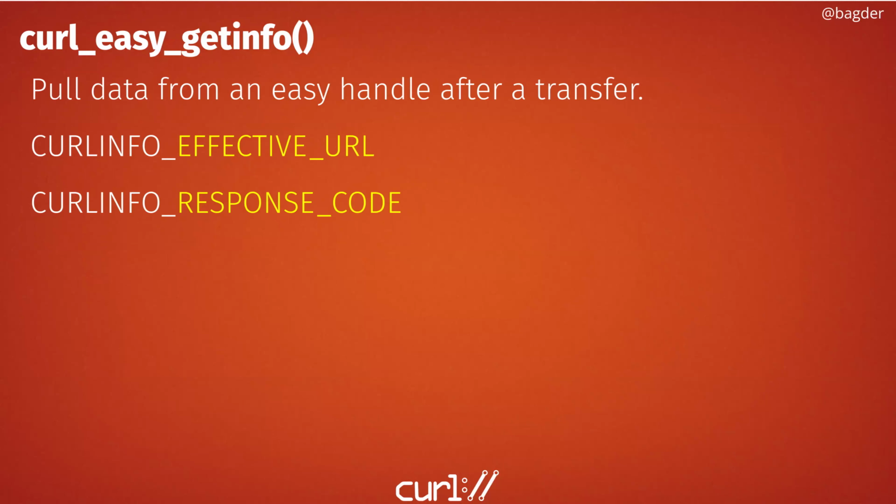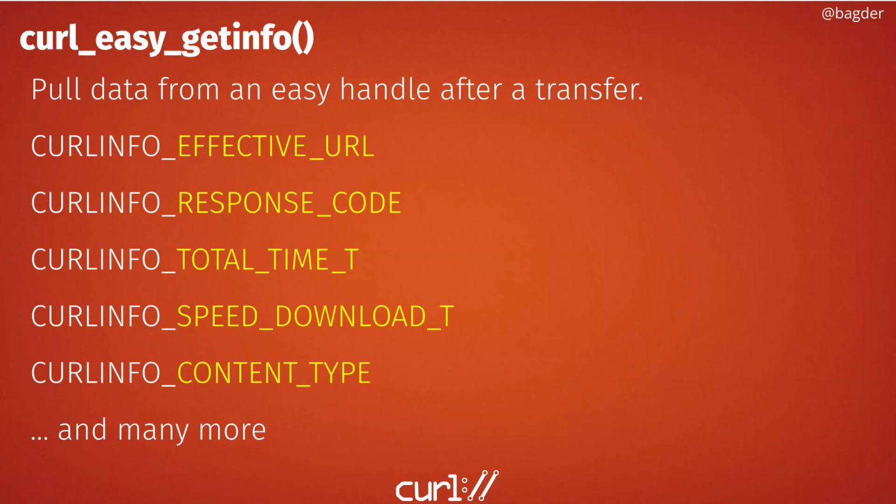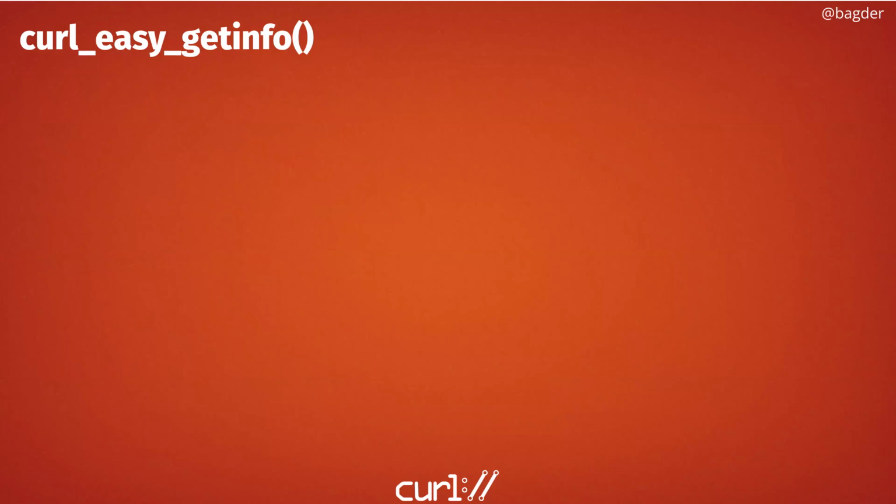Tell me, which was the HTTP response code from the transfer? How long did it take? Which speed did you download this with? Or what was the content type header from the most previous transfer? And lots more. I think there are almost 60 different variables like this to extract, even more perhaps. And we're adding more every once in a while. So there's a lot of information to extract from the previous transfer.